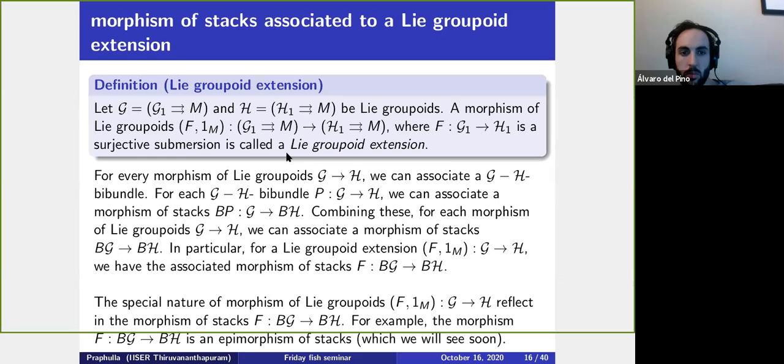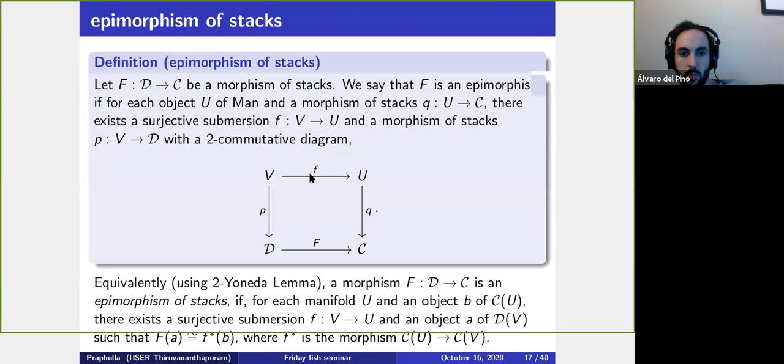So it turns out that this map F from BG to BH is an epimorphism of stacks. So let me quickly say what it is. A morphism of stacks is said to be an epimorphism if for every manifold U and a morphism of stacks P from U, I can find a surjective submersion V to U and a morphism of stacks V to D with a 2-commutative diagram made from F compose P and Q compose F.